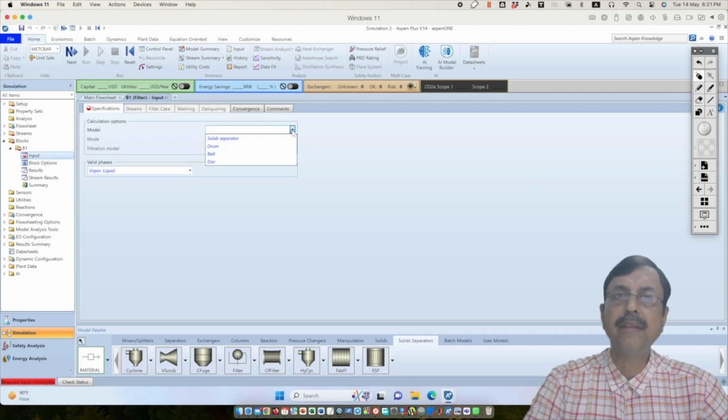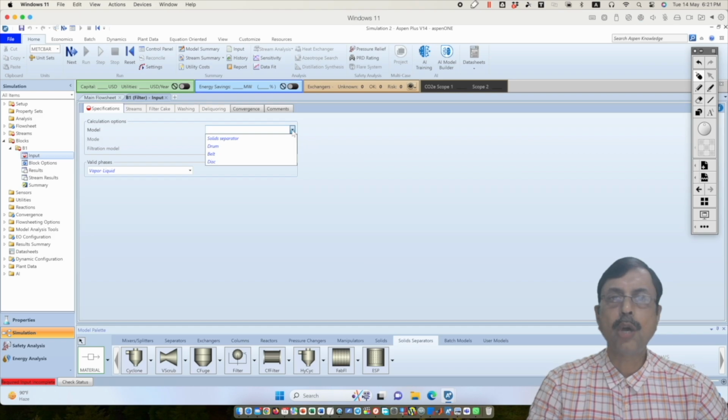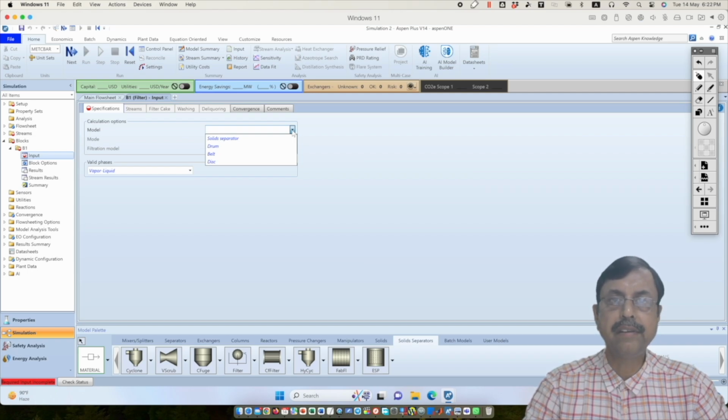The first one is solid separator. This is common for all the solid separators that we have used so far, like cyclone, scrubber, centrifuge. For everything, we have a solid separator model, and it is the same for everything, so we are not going to learn anything new here. We can skip it. Other than the solid separator, there are 3 types of models available for the filtration block: drum, belt, and disc. Let us understand what they are.